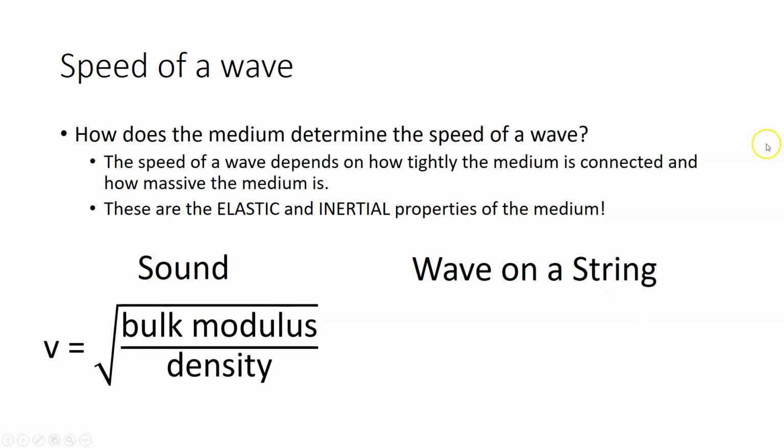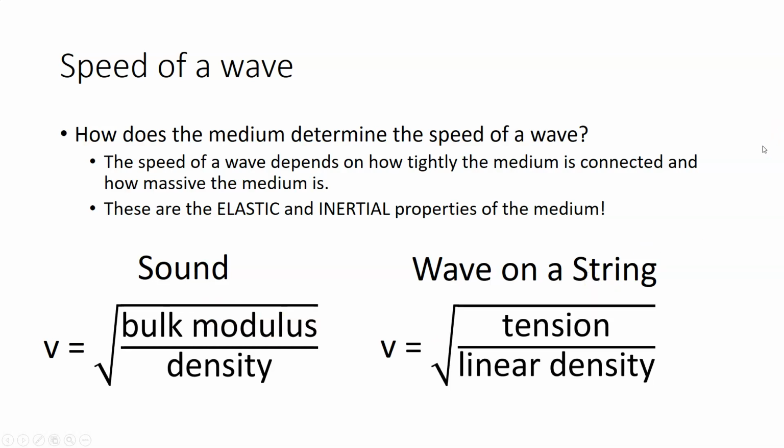One of the problems in your homework has a wave on a string, and the wave speed on a string is determined a little bit differently, but it has a tension, which is easy to see as the elastic property, and a linear density, or mass per unit length, as the inertial property. This would be like a heavy string. You know about this on the guitar: you can make the tension higher, or you can make the linear density of the string greater by getting a more dense string. That's why there are different strings on the guitar.